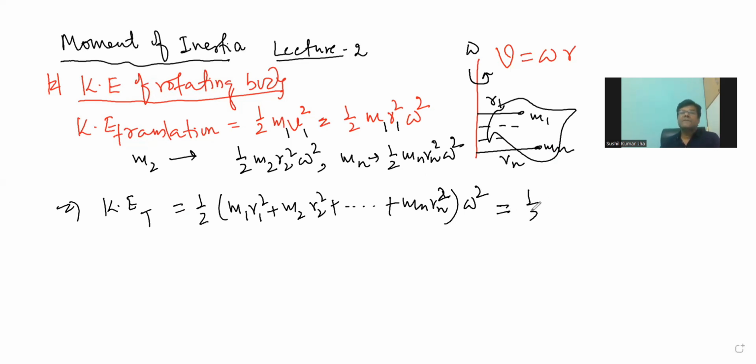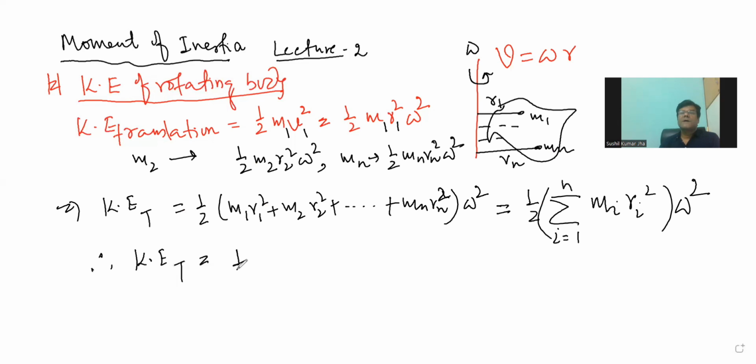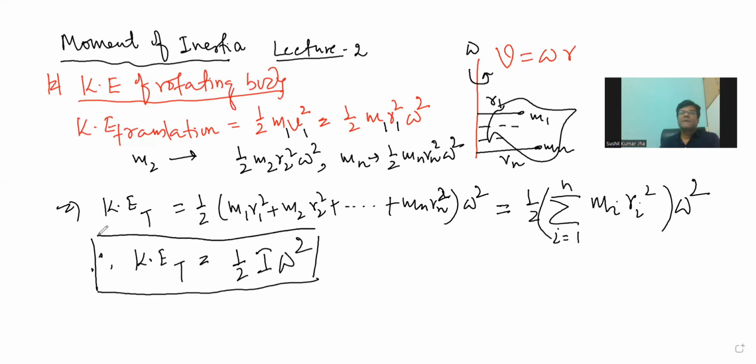we write half and sigma i from 1 to n mi ri square, and then omega square remains common, and therefore we write kinetic energy as half, and this whole is replaced by a letter capital I, omega square, and this is the kinetic energy, half I omega square. And in this, what is significant is this I comes from, if you write in general, m r square, and this I stands for the moment of inertia.